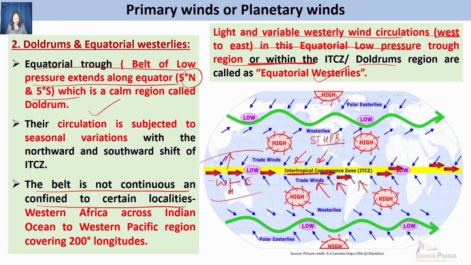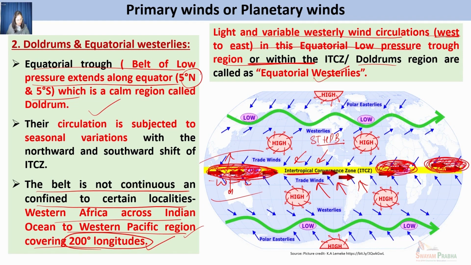According to Fohn, it covers somewhere around 200-degree longitudes extending from Western Africa across Indian Ocean and Western Pacific Ocean region in the intertropical convergence zone. So you have this whole area which extends from Western Africa across the Indian Ocean towards the Western Pacific Ocean in this intertropical convergence zone, which is dominated by the equatorial westerlies.